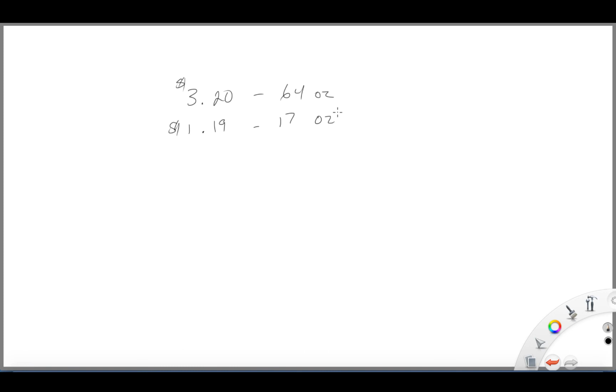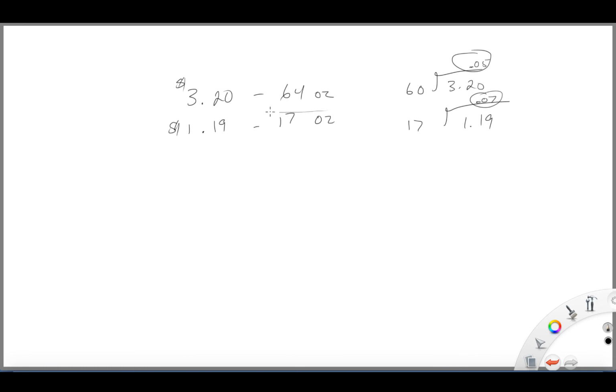So what we're going to do is a division problem for each one of these. Let's say we're going to take the ounces and divide them into the price. We're going to come up with our answer here. We're going to do the same thing here, 17 ounces into $1.19, and come up with our answer. Well, here's what's interesting. In this case, we have 0.05. In this case, we have 0.07.